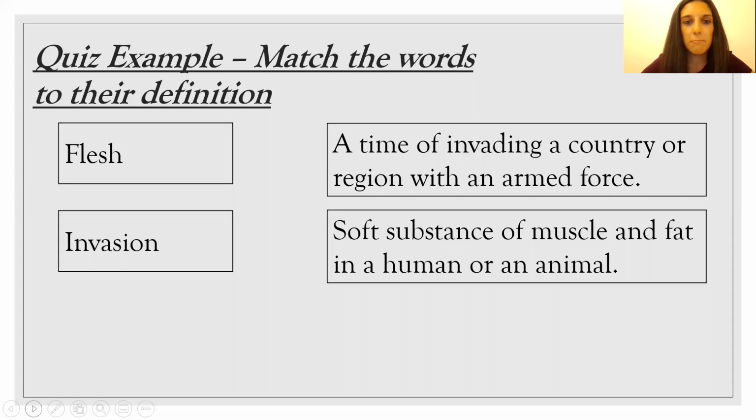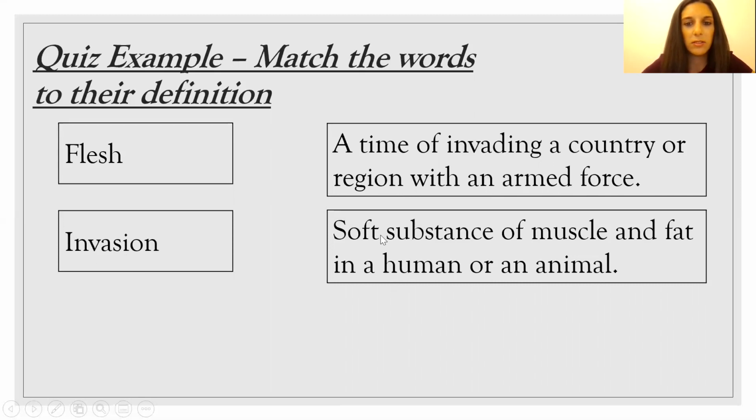This is my example. Yours will include all those 15 words that you looked at yesterday. These are my two example words from yesterday's sheet. So we have the word flesh and we have the word invasion. My task is to match the word to their definition. So I need to make sure I've read both the definitions. A time of invading a country or region with an armed force. A soft substance of muscle and fat in a human or an animal.